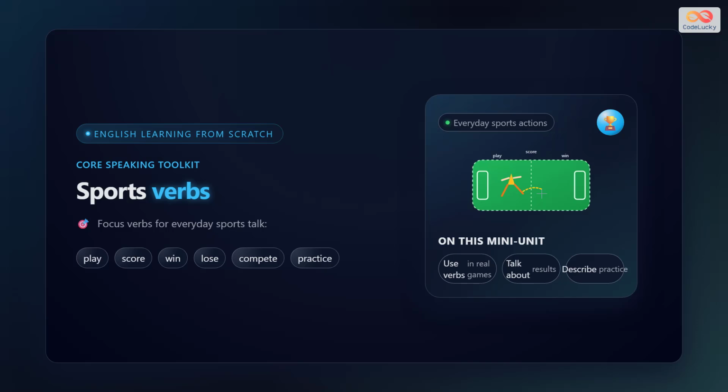In English, sports often use action verbs to describe what people do. Learning these verbs helps you speak naturally when you talk about games, exercises, and competitions. The main verbs we focus on here are play, score, win, lose, compete, and practice. Each of these words describes a different kind of action in sports. Together, they help express participation, results, and improvement. Let us start by understanding them one by one.